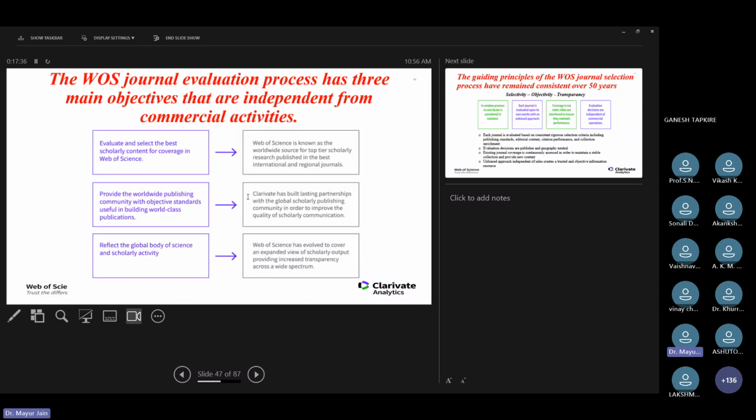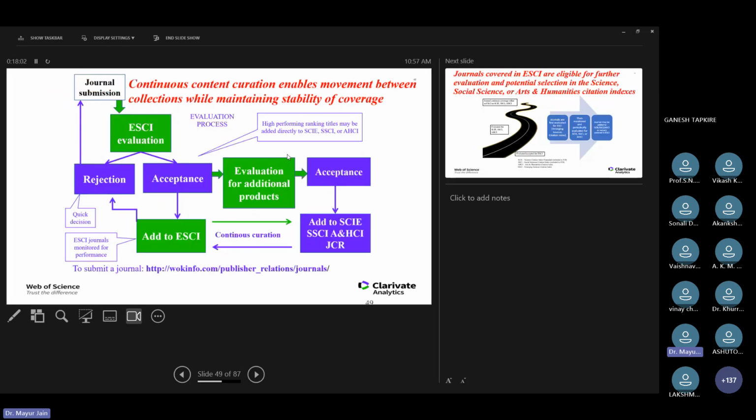Okay, then again, I think this is something which is not relevant to you, since this is about how different journals are coming into ESCI and how different journals are coming into SCI. So this is, I think, all about that data. The Web of Science journal evaluation process has three main objectives that are independent from the commercial activities, right? I think these are some of the things which are not completely relevant to today's topic.